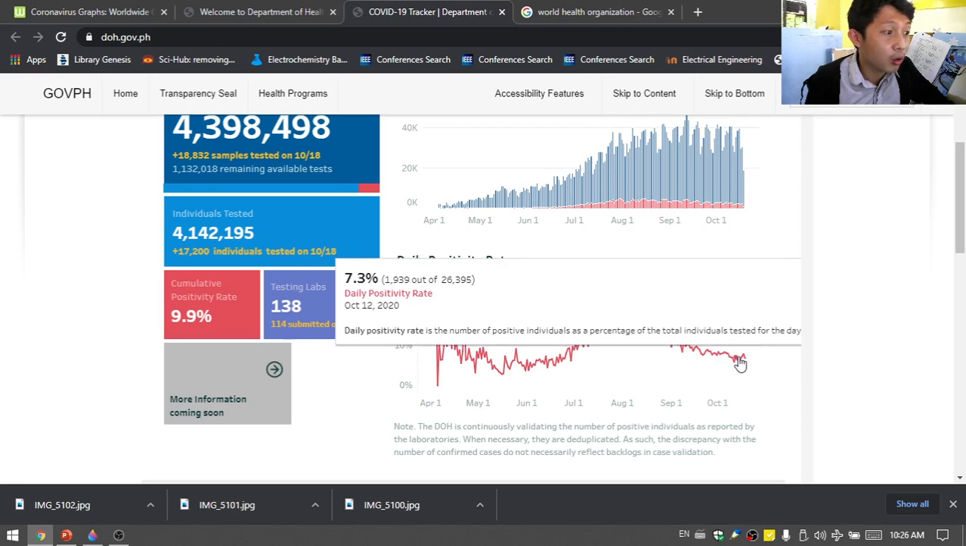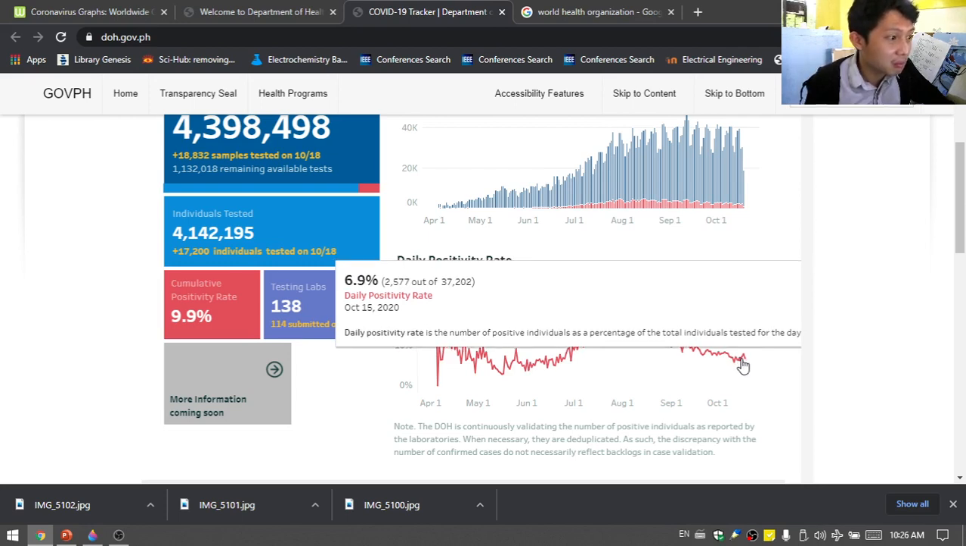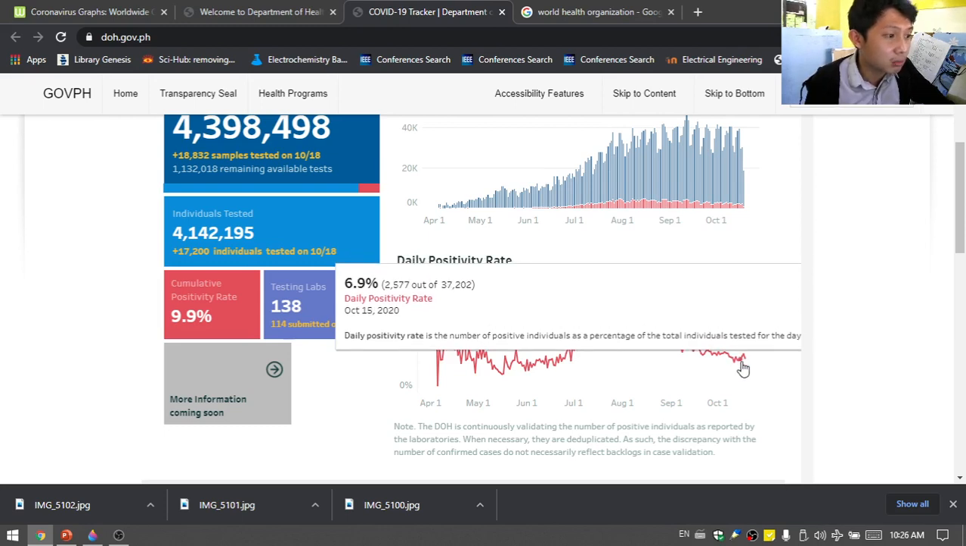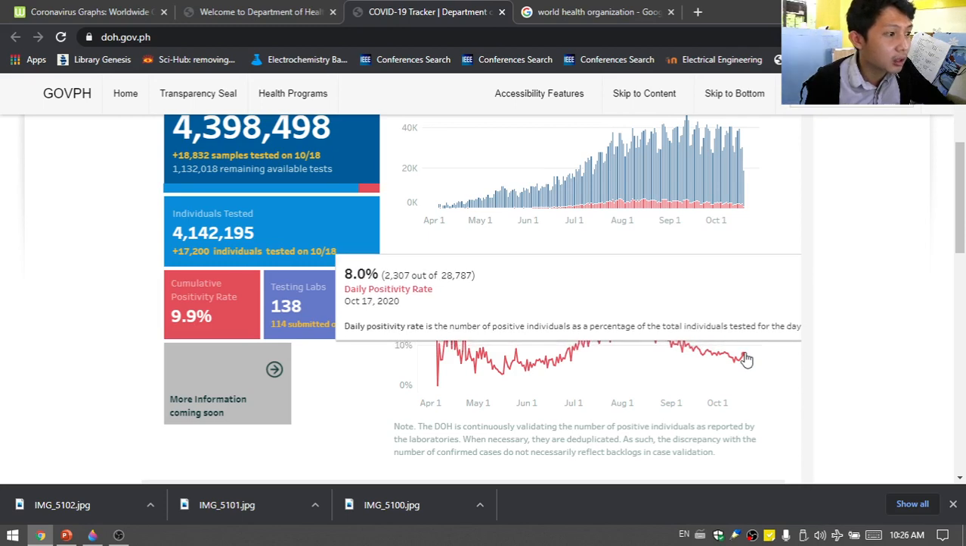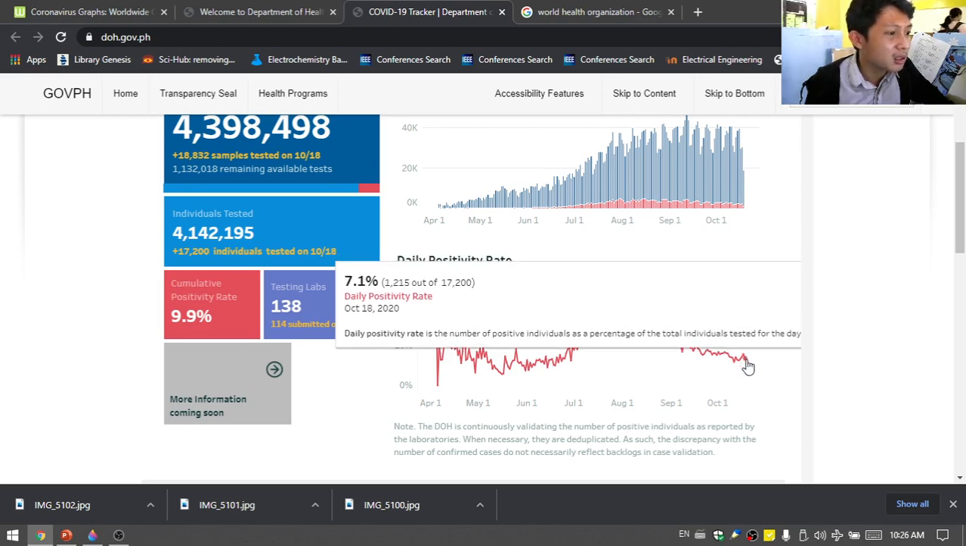Okay, 12 to. So, ibig sabihin, October 12, gumagana pa yung Red Cross. So, meron pa 26,000 lang. Then, 15, 26, 37. Baka late lang to. Ay, tumaas. Ngayon, 728,000. Ngayon ay 18,000 o 17,000 na lang.